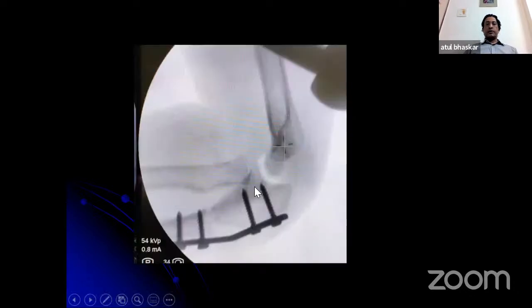And finally, when they came to us, we did an open reduction and ulnar osteotomy. I put a graft here also. I did annular ligament reconstruction for this child. So it is not uncommon to see these cases in practice. And this was his final X-ray where the osteotomy is healed.